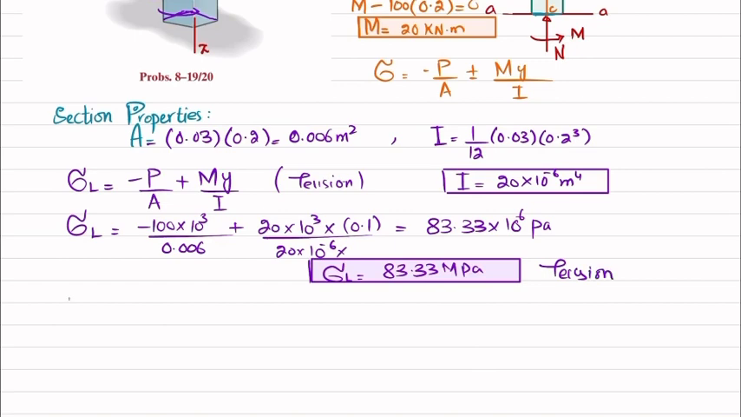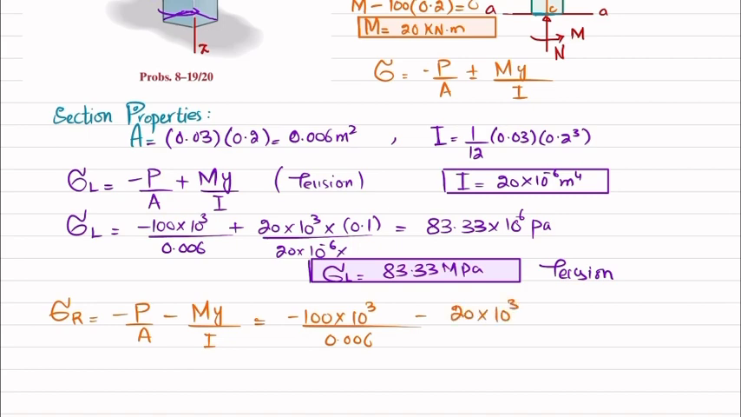Now we will move towards sigma R, which is in compression, so it will be equal to minus P divided by A minus M into Y divided by I. So put the values: minus 100 into 10 raised to power 3 is the value of P, A is 0.006, minus M is 20 kilonewton, so 20 into 10 raised to power 3 divided by I, which is 20 into 10 raised to power minus 6, and C.